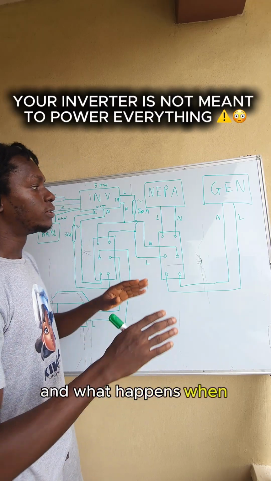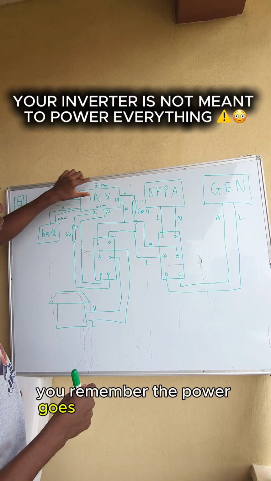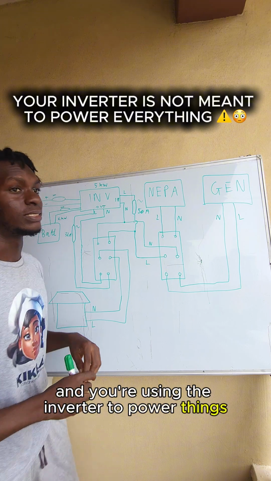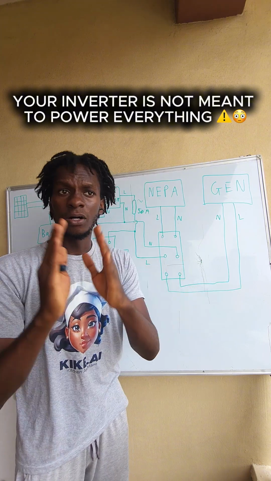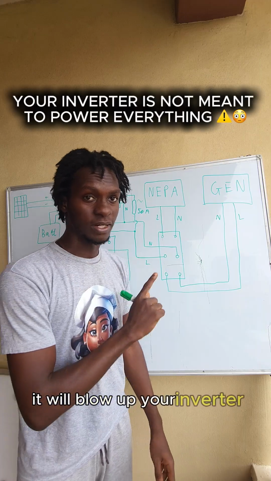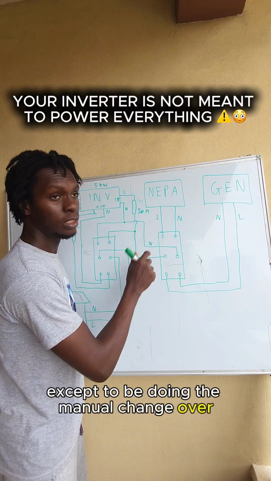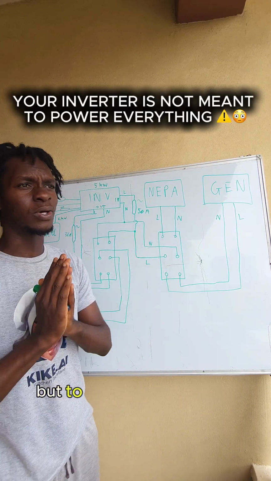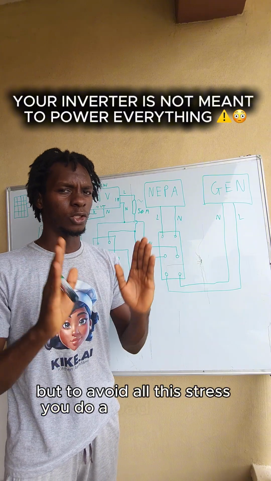And what happens when NEPA is available? You remember the power goes through the inverter and you're using the inverter to power things, and NEPA suddenly goes off. What happens? Your system will shut down, and if you are not lucky, it will blow up your inverter, except you'll be doing the manual changeover from the 2 changeovers. But to avoid all this stress, you do a load separation.